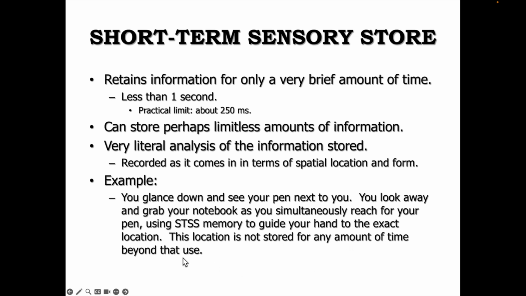So again, we know it's there. We reach for the other book, and at the same time, out of our vision, we're also reaching for that pen. And we can grab that pen because we have seen it previously and the information was stored for a short time in our short-term sensory store.